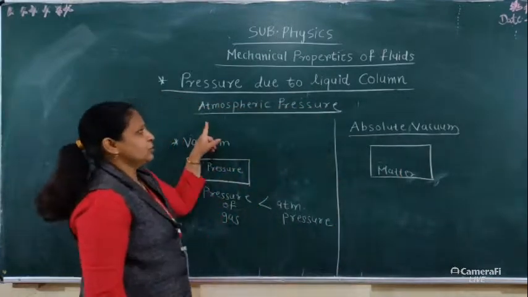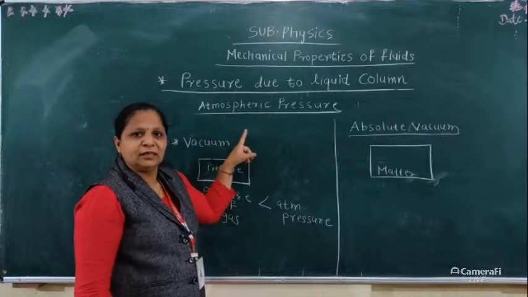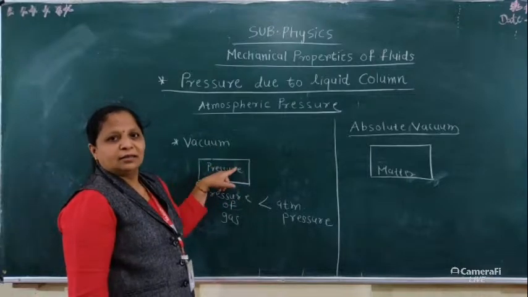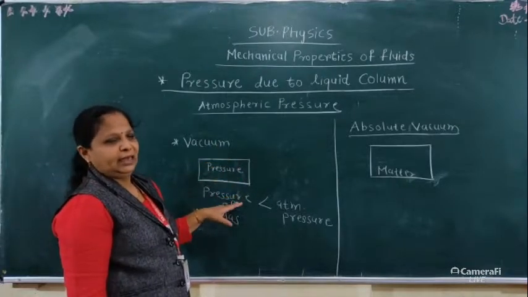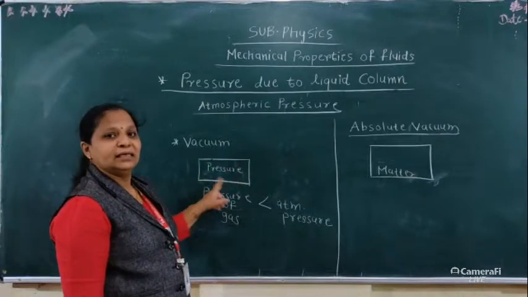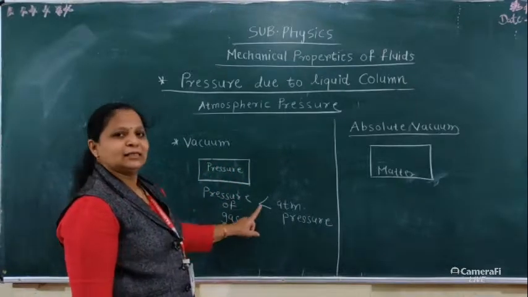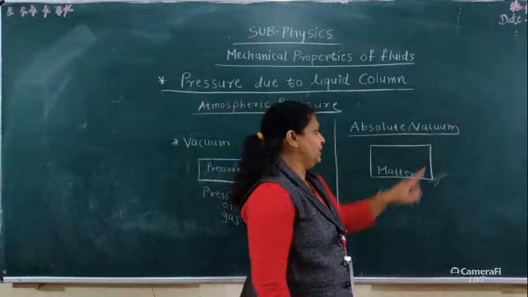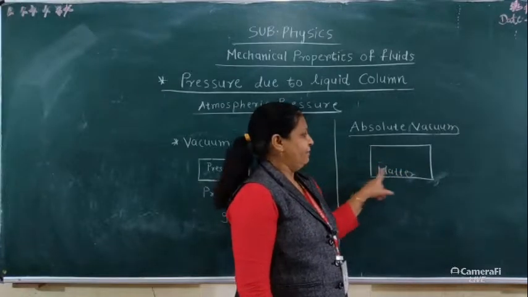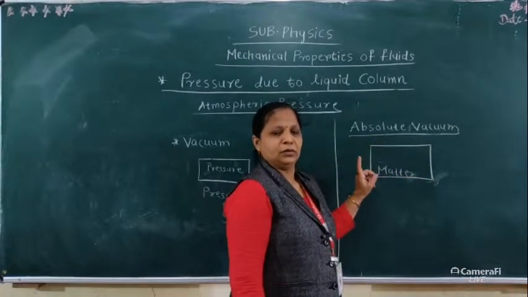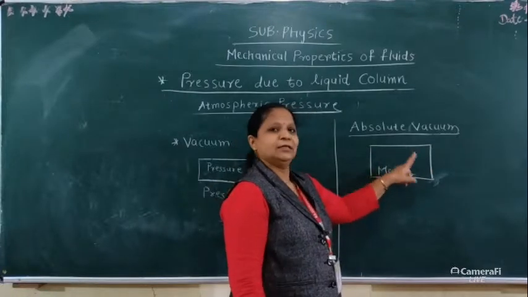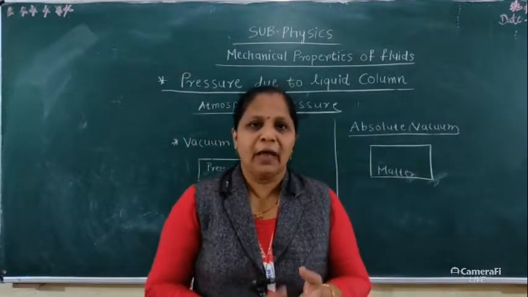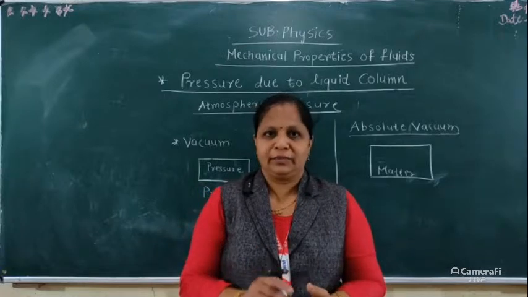So you know the atmospheric pressure. Atmospheric pressure means the pressure exerted by the weight of the atmosphere at the surface of the earth at sea level. Vacuum means the region where the pressure of gas is less than atmospheric pressure. Absolute vacuum means the region having no matter, no molecules and no atoms. So you know the difference between vacuum, absolute vacuum and atmospheric pressure.